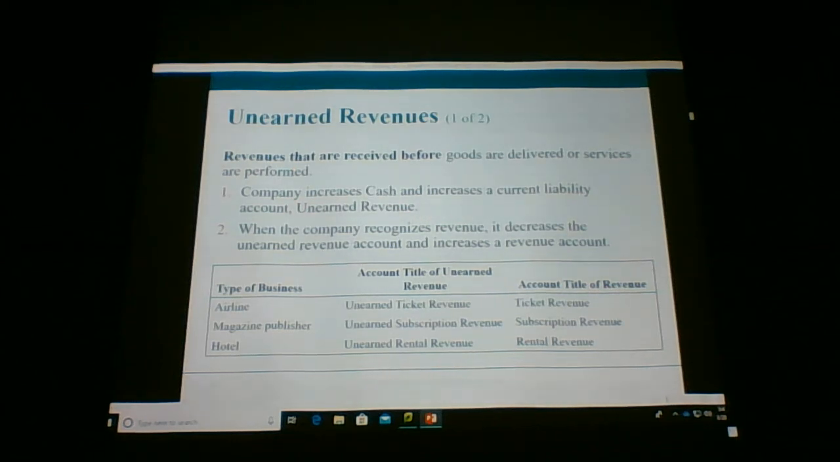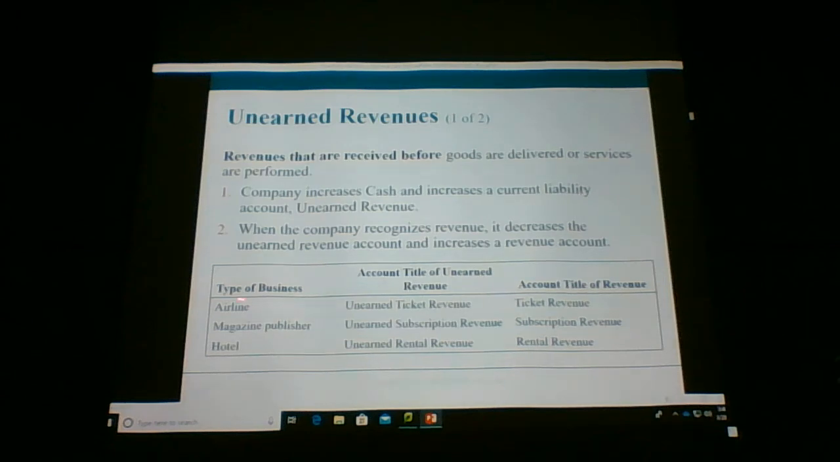That's liability. Okay? Eventually, when the company earns the revenue, it's going to decrease unearned revenue, and it's going to increase the actual revenue account. This is over on the income statement. In fact, it's at the very, very top of the income statement. Okay, so we have some examples here at the bottom of the slide.